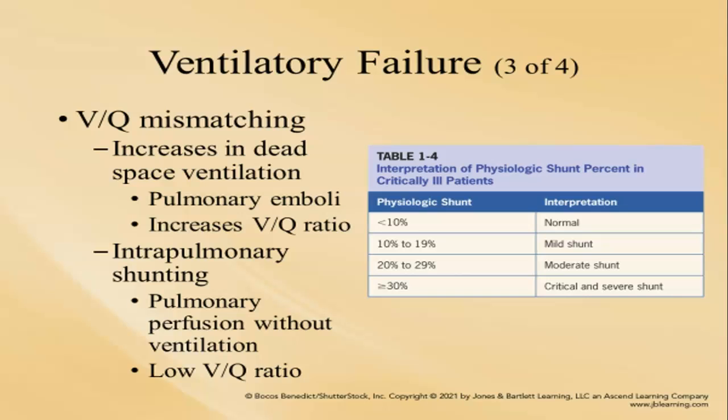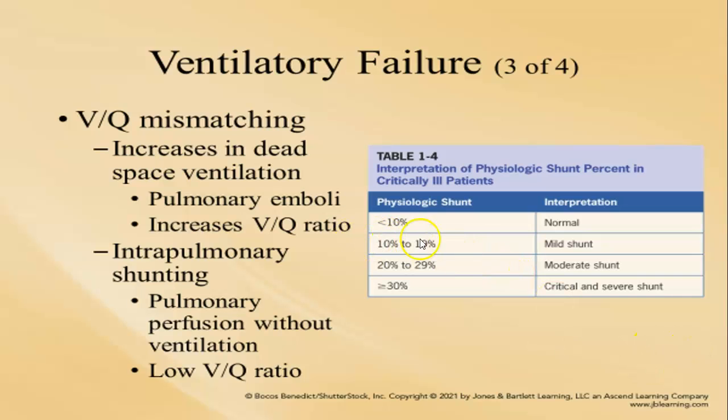But here are the actual shunt values. When we calculate these shunts, the normal physiologic shunt should be less than 10. We'll give you up to 10 because 5 to 6% of our cardiac output feeds our bronchial tubes and lungs, and that returns to our left atrium without going to the lungs for ventilation. So we have a built-in shunt.